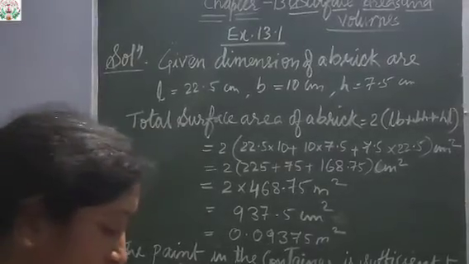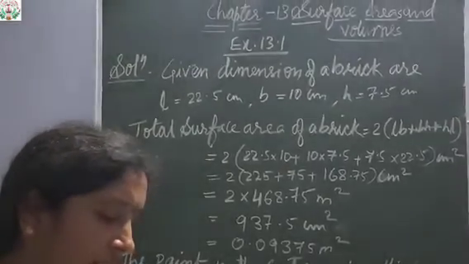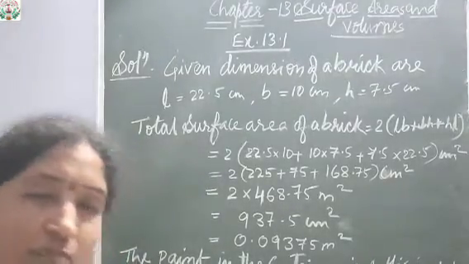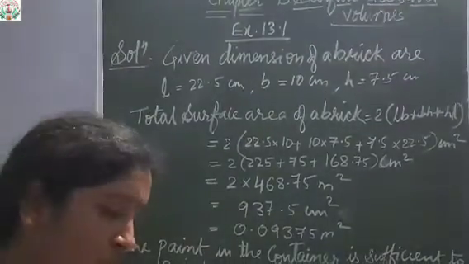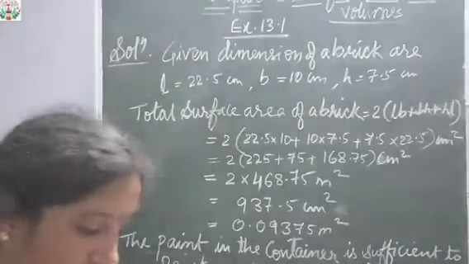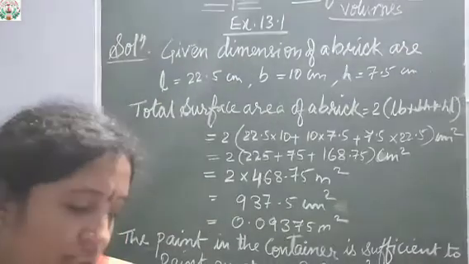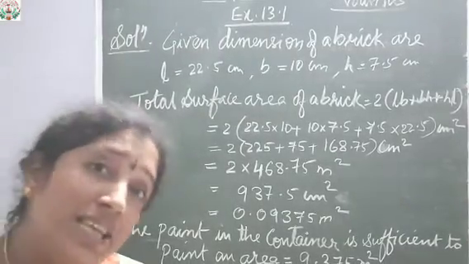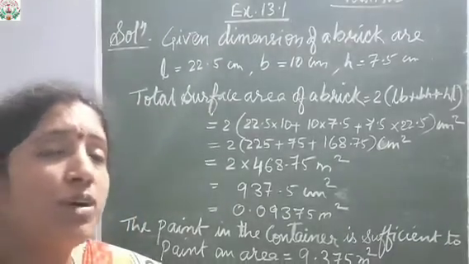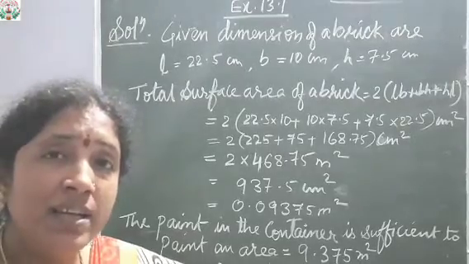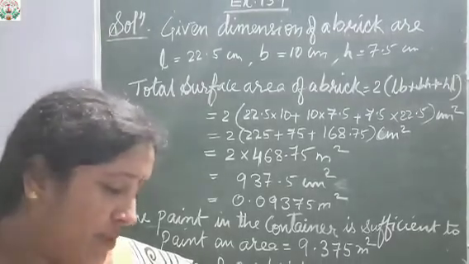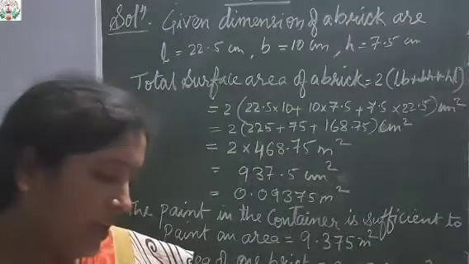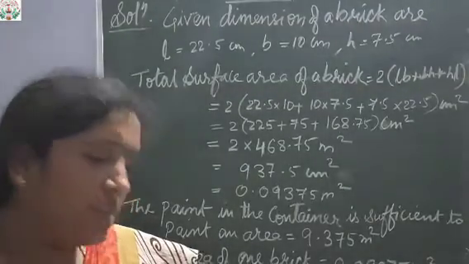Now, fourth question, children. The paint in a container is sufficient to paint an area equal to 9.375 meters square. How many bricks of dimension 22.5 cm into 10 cm into 7.5 cm can be painted out of this container? That means the brick measurement is given in cm, but the area of the wall to be painted is given in meter square. Okay, that means this cm we have to change into meter.